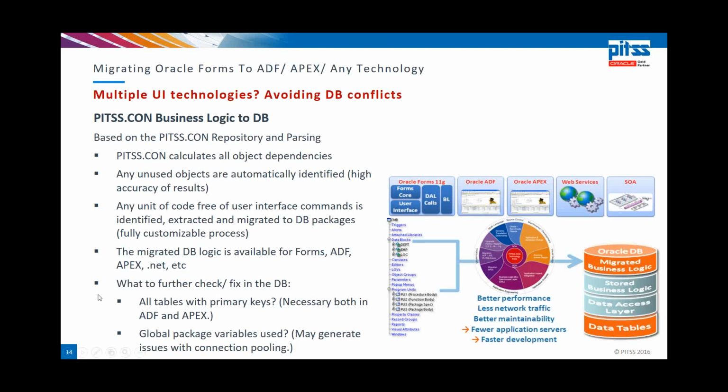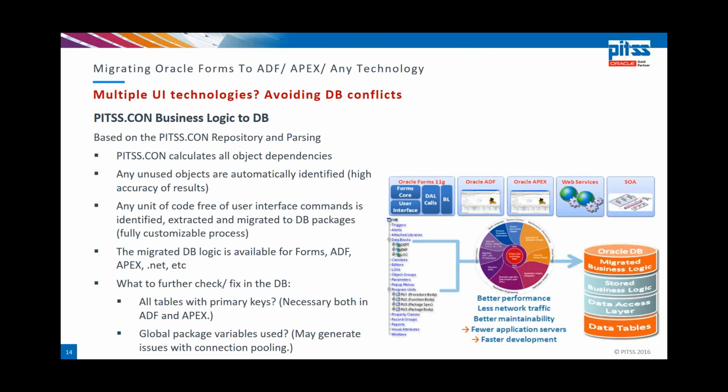There are a few more database checks included on this slide, what to further check and fix in the database. And these are important to be discussed. First, checking that the database tables have primary keys. I don't know your target technology, but for both ADF and Apex, this is an important topic. They are necessary.